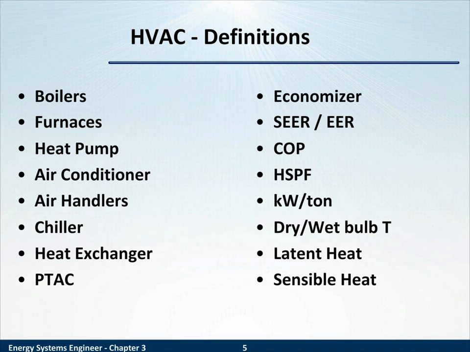Kilowatts per ton is a ratio of how many kilowatts are needed to generate a ton of cooling. As we'll be using this ton of cooling, let's define that as well. A ton of refrigeration is defined as the cooling power equivalent to 1 ton of ice melting in a 24-hour period. That's equal to 12,000 BTUs per hour, or 3,517 watts.